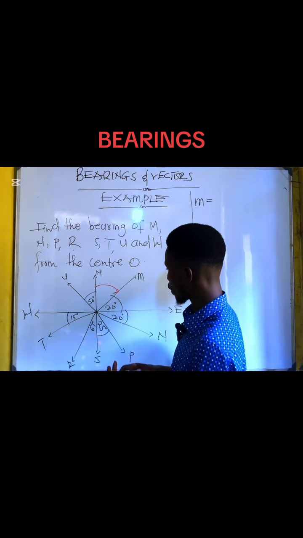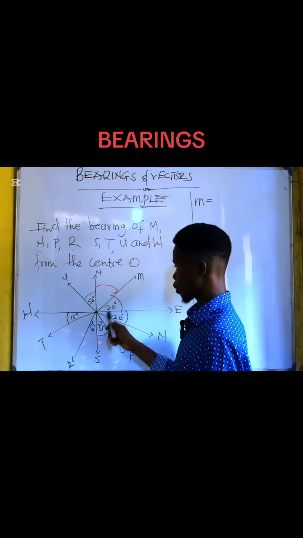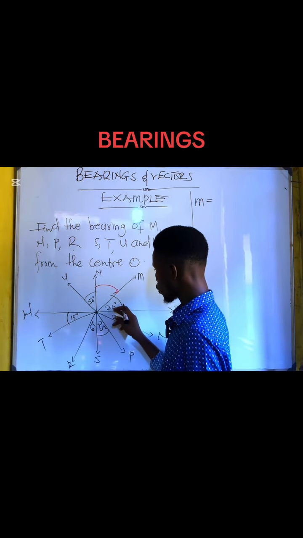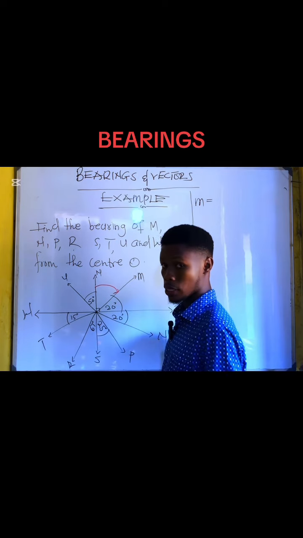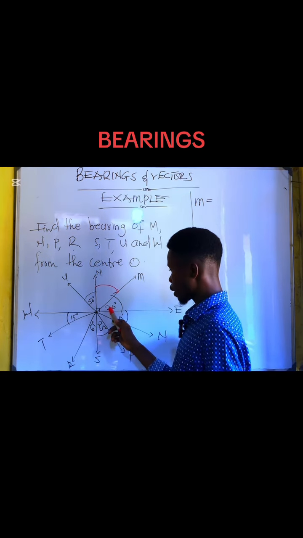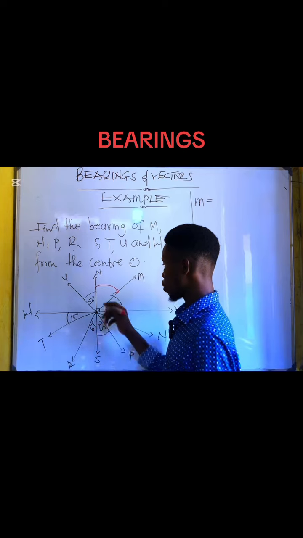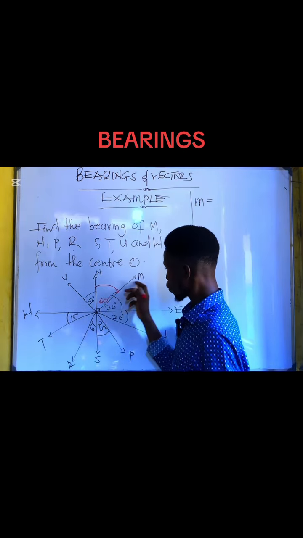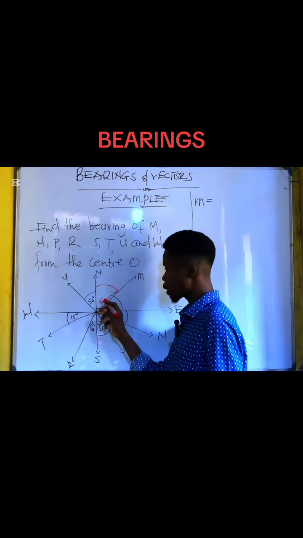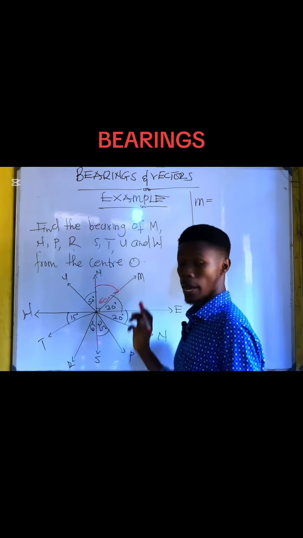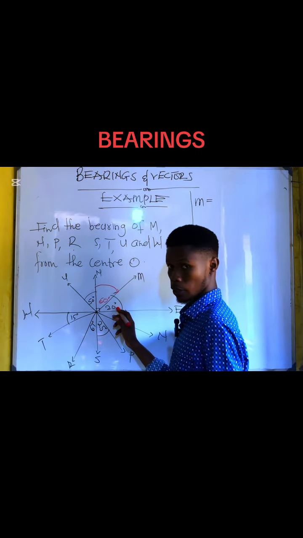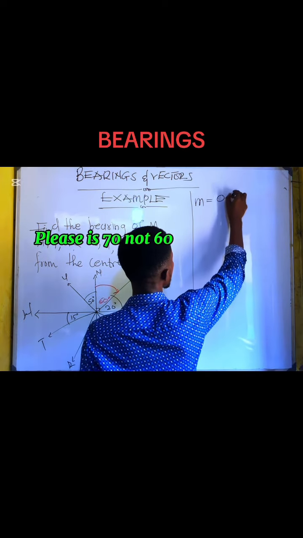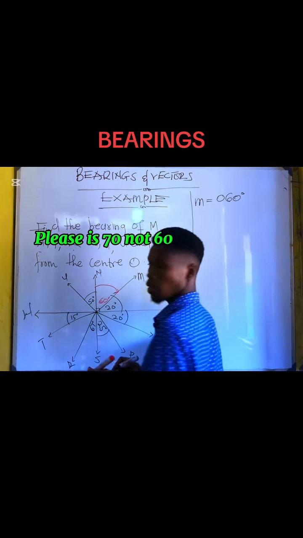Now we all know that this is a quadrant, one quadrant. From north to east is one quadrant, which is 90 degrees. So we know that if here is 20 degrees, from here to here is 90 degrees. So if the whole of this place is 90 degrees and here is 20 degrees, what will be here? That will be 60 degrees. So if I want to find the bearing of M, the answer is not 20, but rather 60, because you are looking at from here to where the M is, not this place. Is that okay? Good. So here my answer becomes 060 degrees.